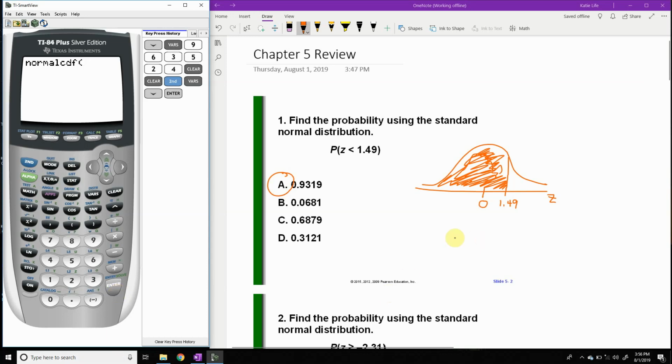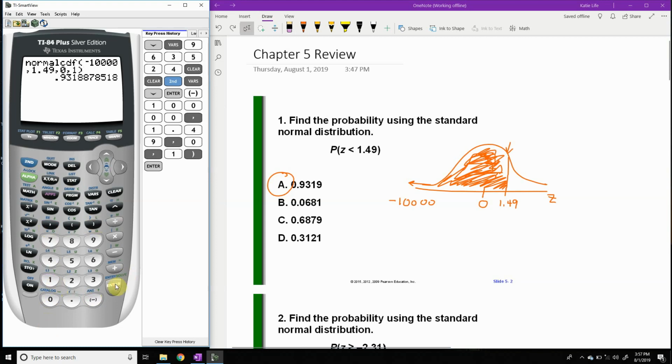I would say that I want to go from as far left as I possibly can, because remember this graph never actually touches the x-axis, so it continues forever and forever this way. So I want to go as low as like negative 10,000, right? This is going off forever and forever in the leftmost direction. So I'm going to say negative 10,000 as my lower bound. My upper bound, the area here that I have shaded is stopping up here at the 1.49. And then the mean, well, we're talking about the standard normal distribution, so the mean here is 0, and the standard deviation is 1. And then we close parentheses, and there again we get the 0.9319.